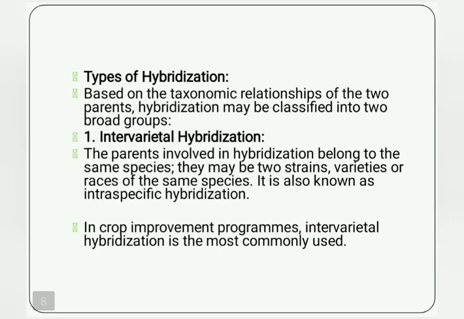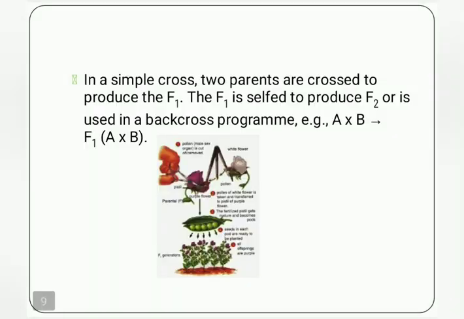It's also called intraspecific hybridization because the two varieties come under the same species. For example, Oryza sativa variety indica is crossed with Oryza sativa variety japonica. Indica is one variety and japonica is another variety, both coming under the same species, sativa. This type of cross is called an intervarietal cross or intervarietal hybridization program. Another example: two varieties of Triticum aestivum are crossed. That is an example of intervarietal hybridization.